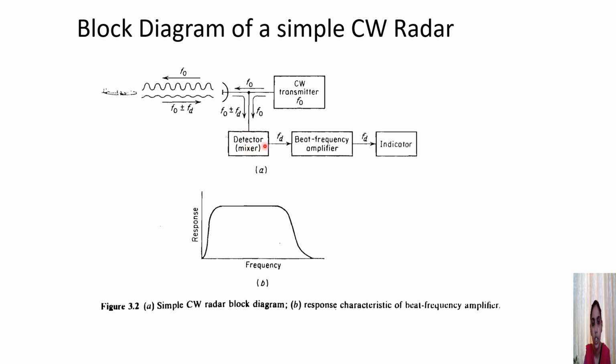Now when it goes to the detector or mixer side, it will generate a frequency value of fd, that is, the Doppler note frequency, which will be further amplified by this beat frequency amplifier. The function of this amplifier is to eliminate the noise from the stationary objects and only amplify the necessary frequency value of fd to be shown by the indicator. And this is the corresponding frequency response, where the lower cutoff frequency and the upper cutoff frequency should have certain constraints.